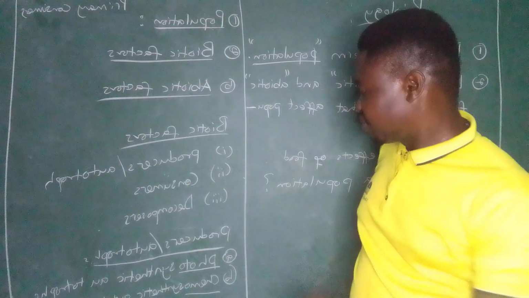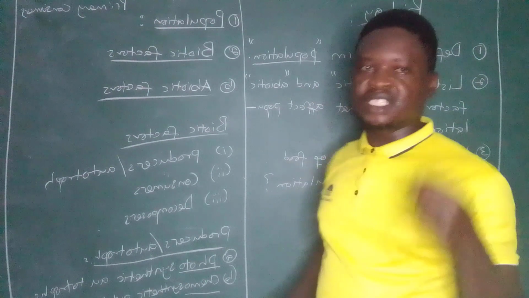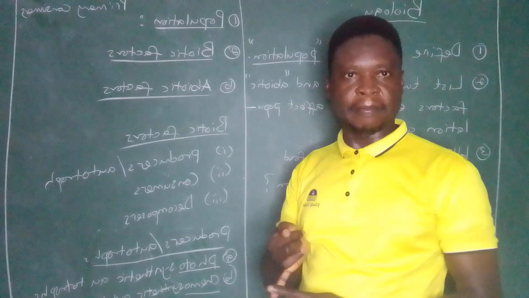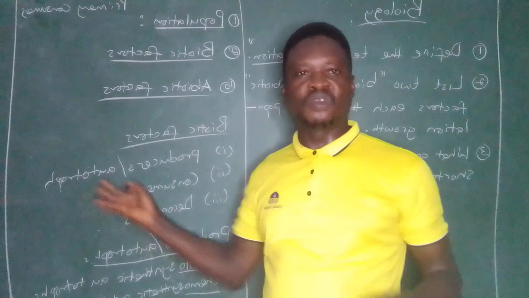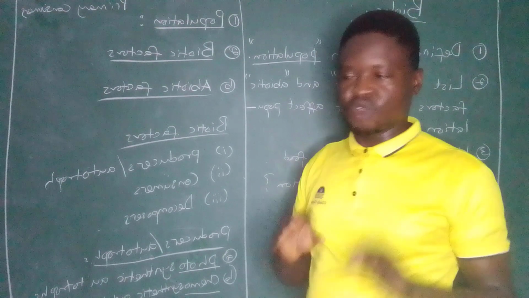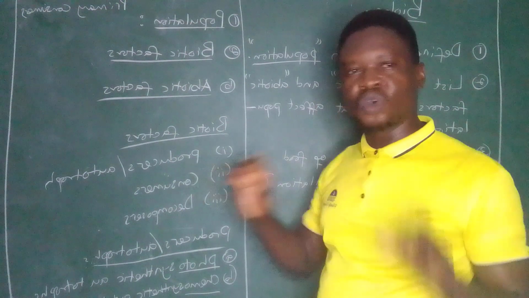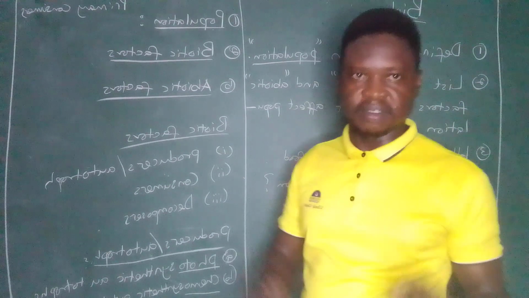The third set, we have the tertiary consumer. This tertiary consumer can feed on both the producer, it can feed on the primary consumer, they can also feed on what? The secondary consumer. So they call this set of consumers omnivores or omnivorous organisms.